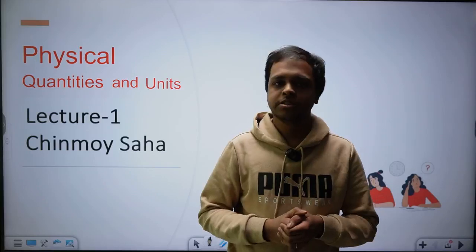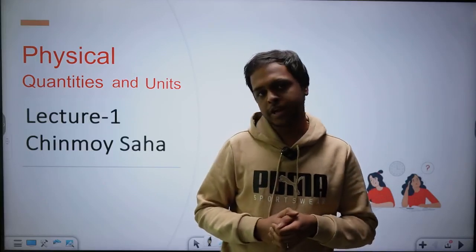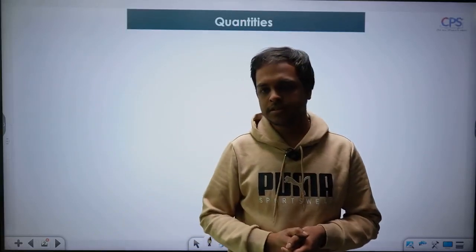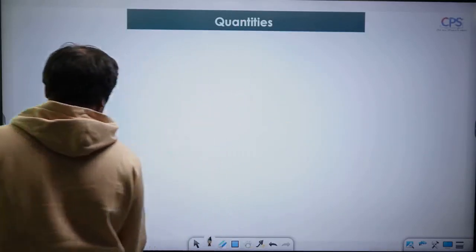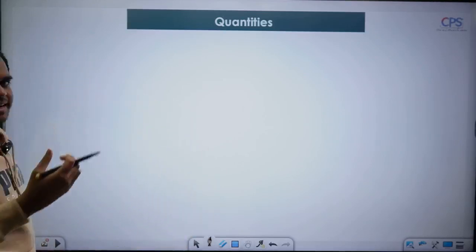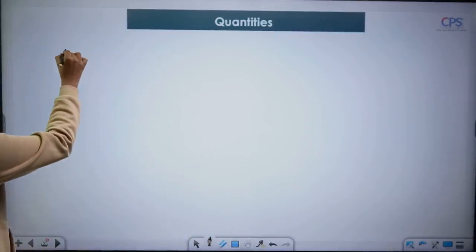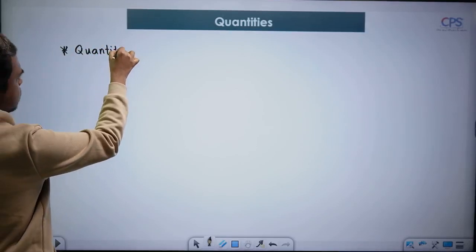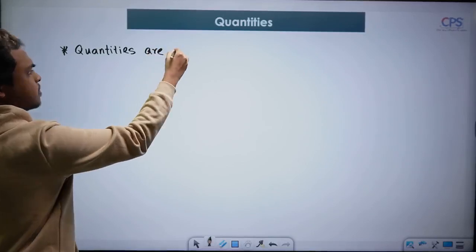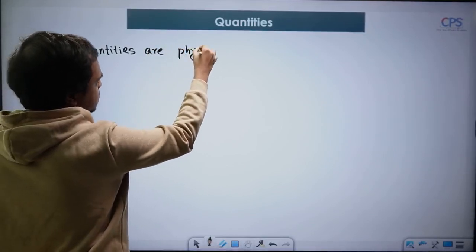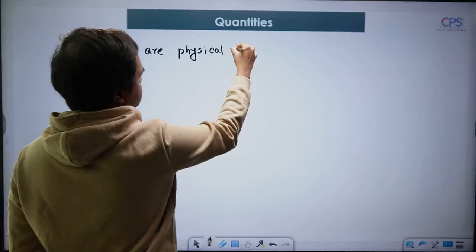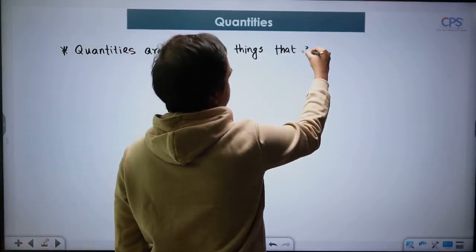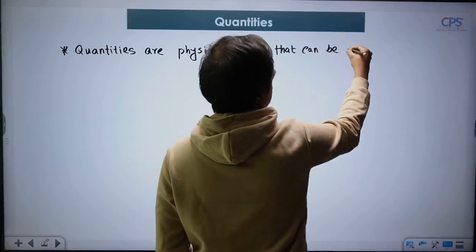Lecture number 1, we'll be studying physical quantities and units. Today we'll be studying about quantities and the introduction of scalars and vectors. So at first, let's see what are quantities. Quantities are things that can be quantified. So let's write that quantities are physical things that can be quantified.